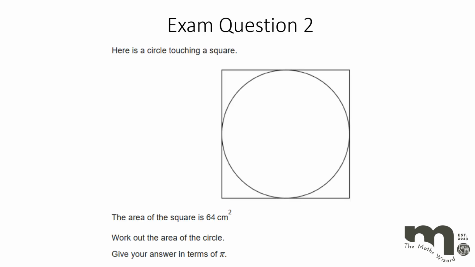Okay, next question then, we've got a circle that is touching a square, and we're being told that the area of the square is 64 centimeters squared. So we want to know the area of the circle, and this is from a non-calculator paper, so it's asking you to do it in terms of pi.